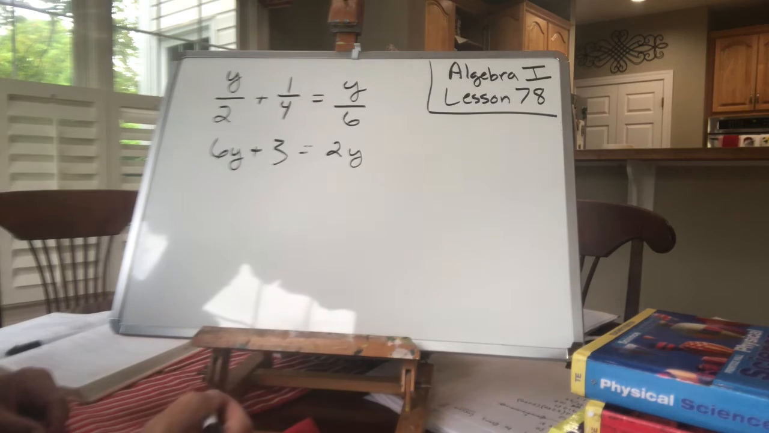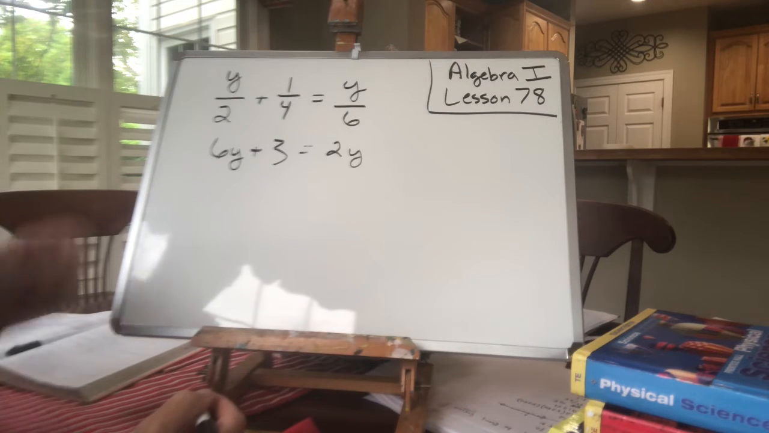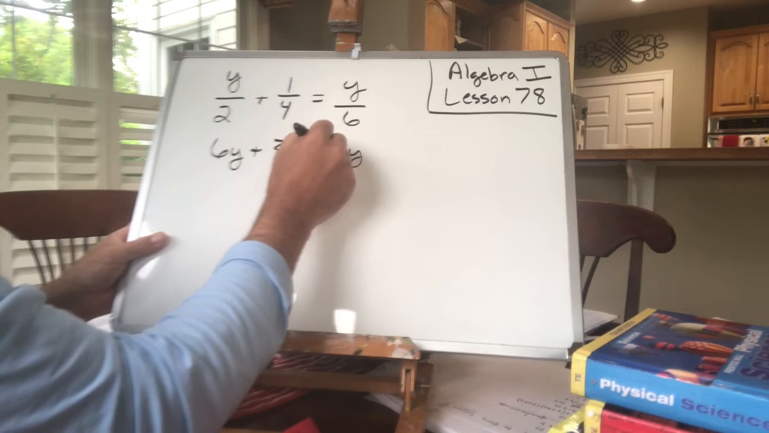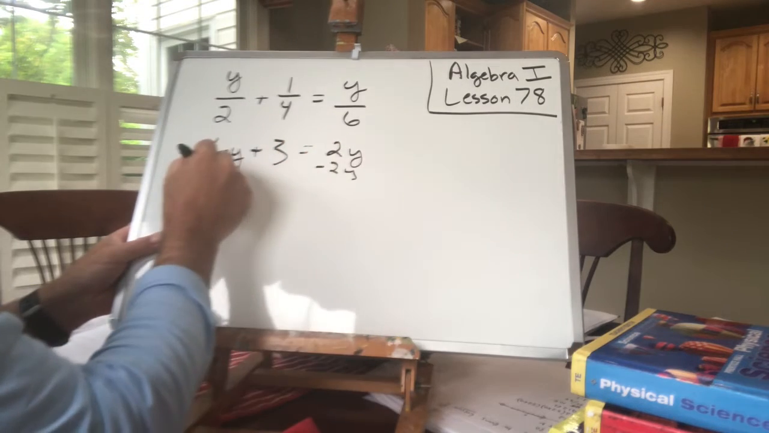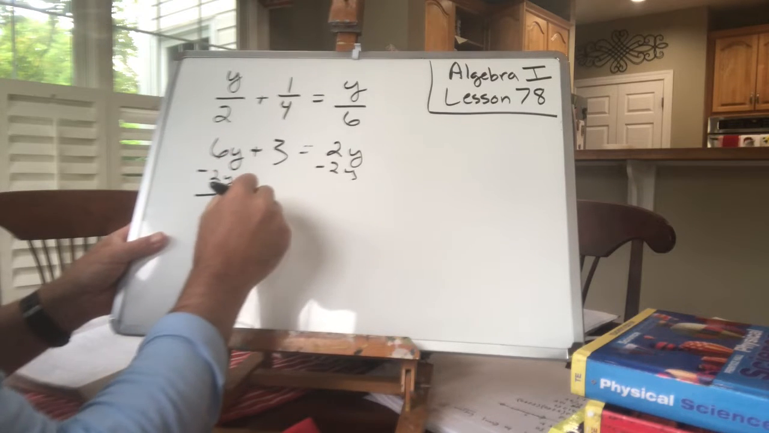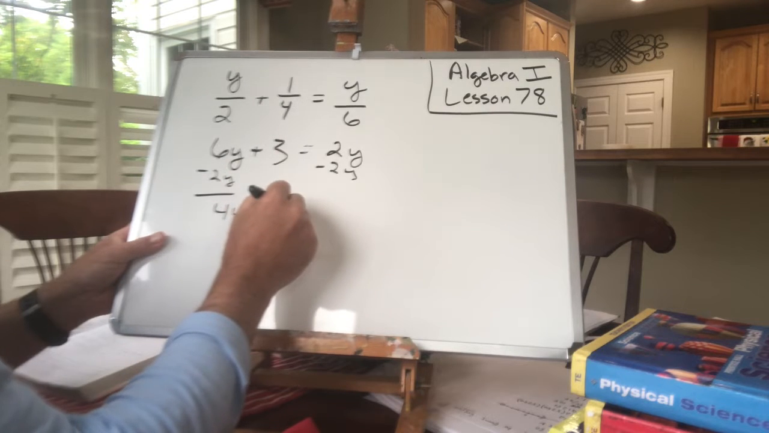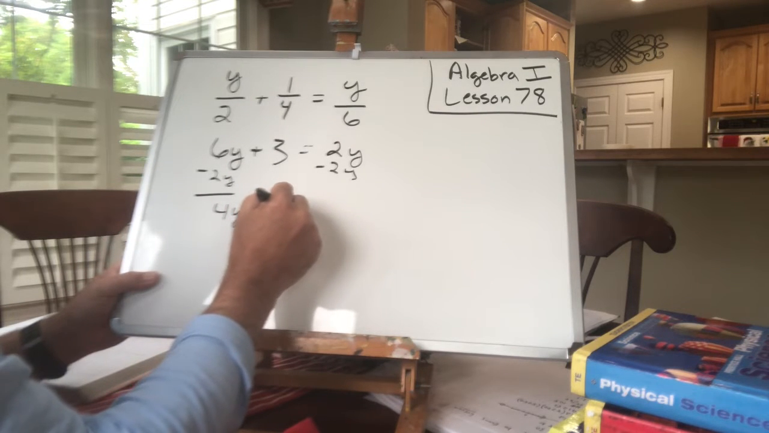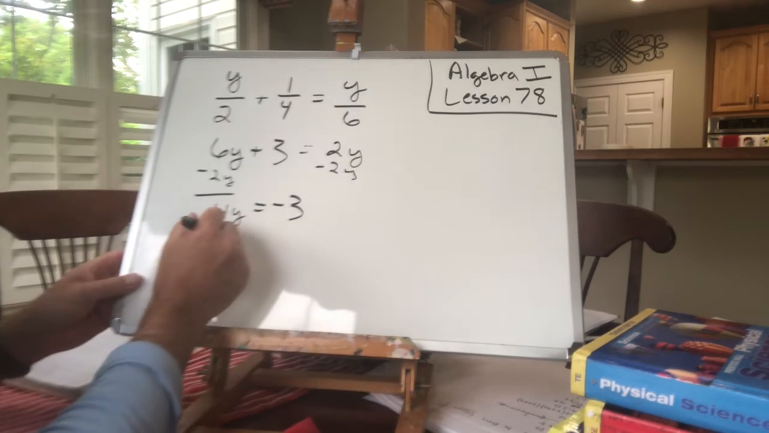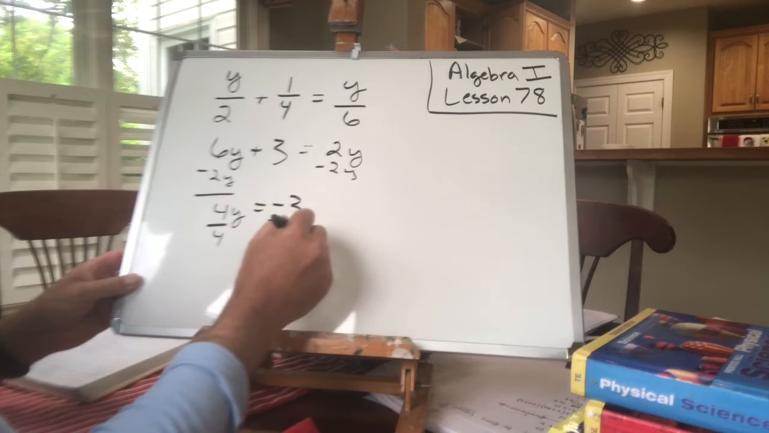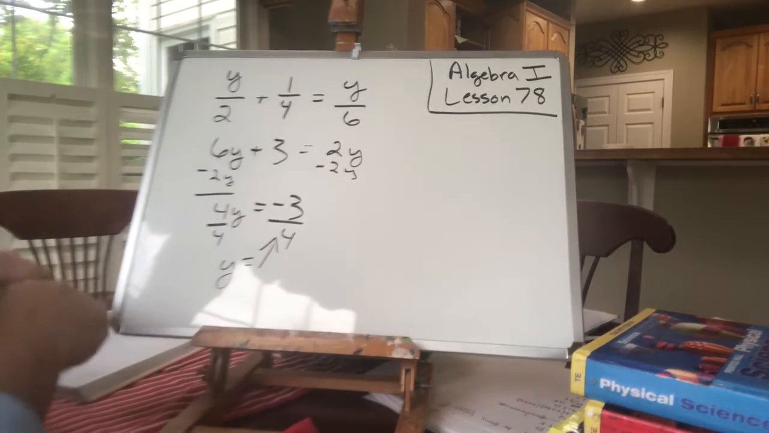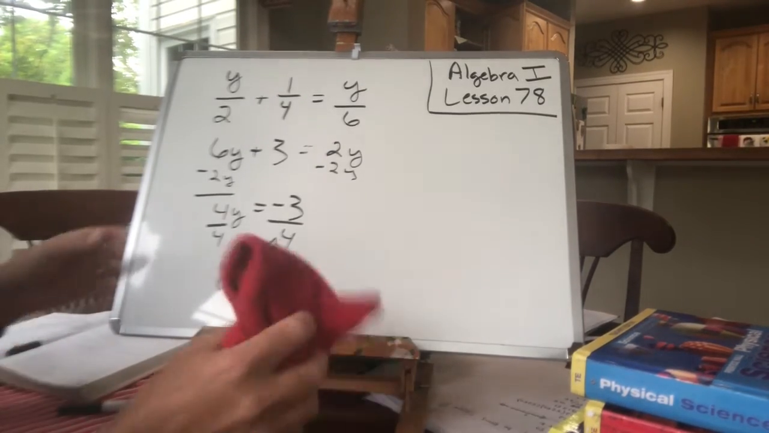Well, now we can move the variables and the numbers to their sides. Okay, I'll bring 2y over here. I'll minus 2y. I'm left with 4y equals, that would be -3. How do I get rid of the 4? I divide by 4. Y equals -3/4. That one is solved.